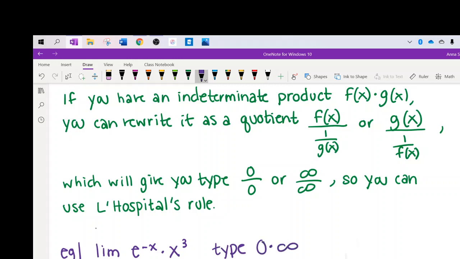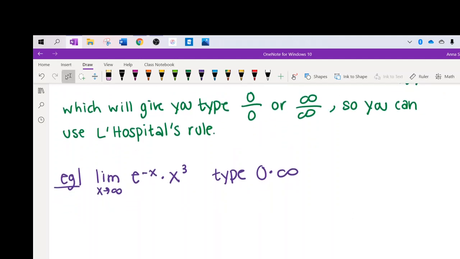And so in this case, you could use this idea and rewrite it, but really I think you can maybe see how to rewrite this as a fraction already, right? So e to the negative x is the same as 1 over e to the x. So we can rewrite this instead as the limit as x approaches infinity of x cubed over e to the x. And so now we have an indeterminate of type infinity over infinity. And now we can use L'Hopital's rule. So you're not allowed to start taking derivatives until you actually have your limit written as a fraction.